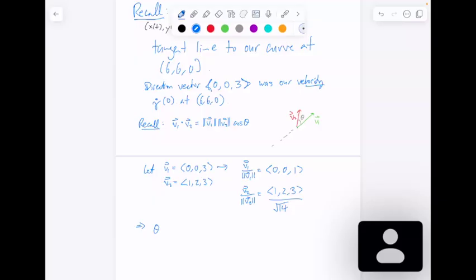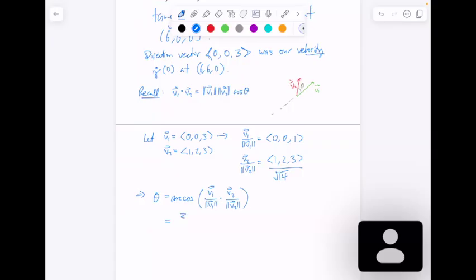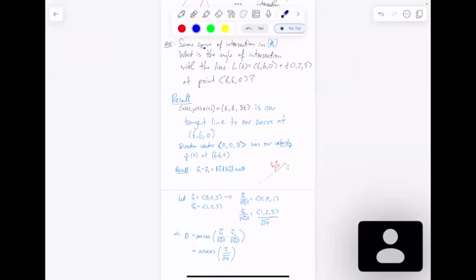So this means that theta, my angle of intersection, is going to be arc cosine of this dot product. And that's precisely equal to arc cos of 3 over root 14. All right, so let me recap. We had a curve above that unfortunately you can't see in this page anymore, but it had a tangent line here, right? At 6, 6, 0, we calculated above that our curve had this tangent line. Furthermore, the reason we got this was because we knew the velocity of our curve. The velocity of our curve at 6, 6, 0 was 0, 0, 3. So I knew the velocity vector of my curve there.